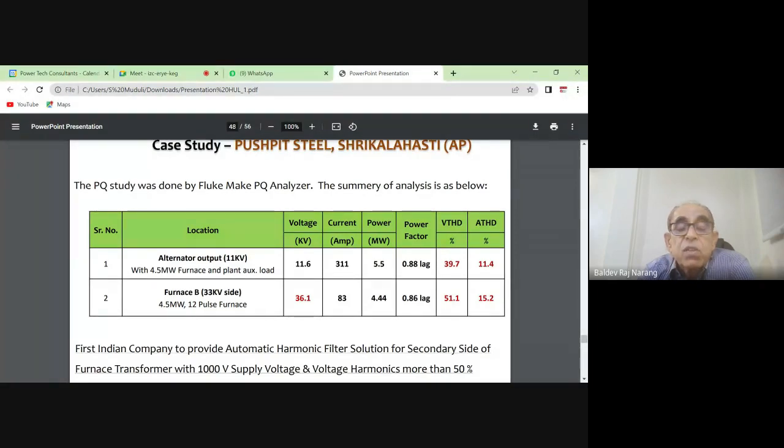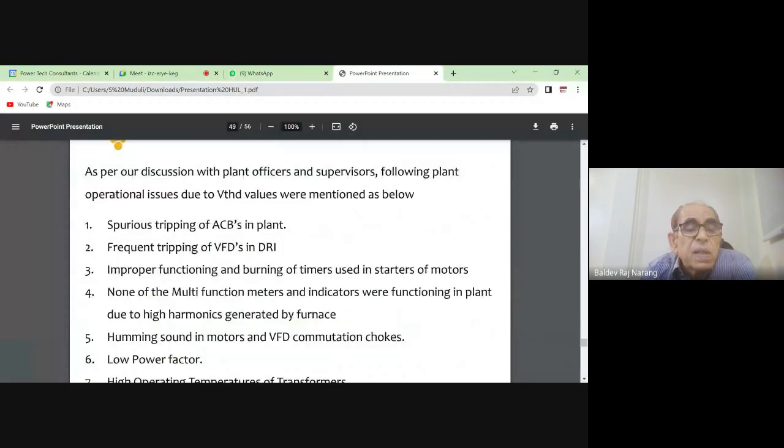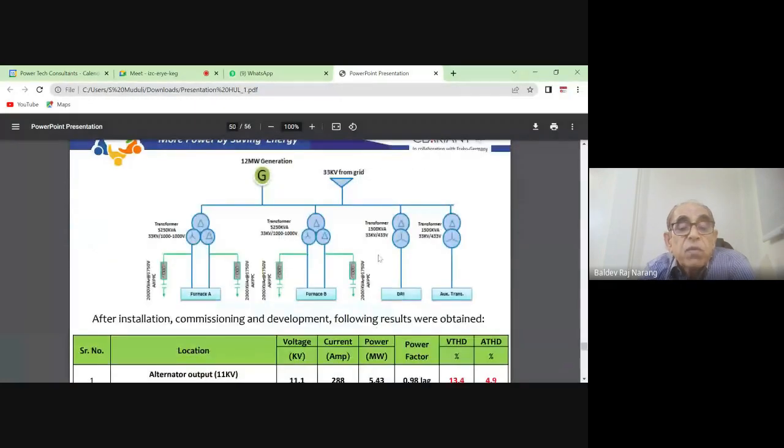So there we had given a solution for the furnace. The next slide is the solution. Just go to the next one. These are the problems they were facing: spurious trippings and failures, burnings, and all those things were happening. The meters were not reading here. The meter stopped reading totally. With 40% harmonics, nothing was visible. So let's go to the next. Here the solutions were given: a passive solution on the furnace secondary side, and the current harmonics were reduced, which ultimately reduced the voltage harmonics also, and they could run the plant on own generation as well.